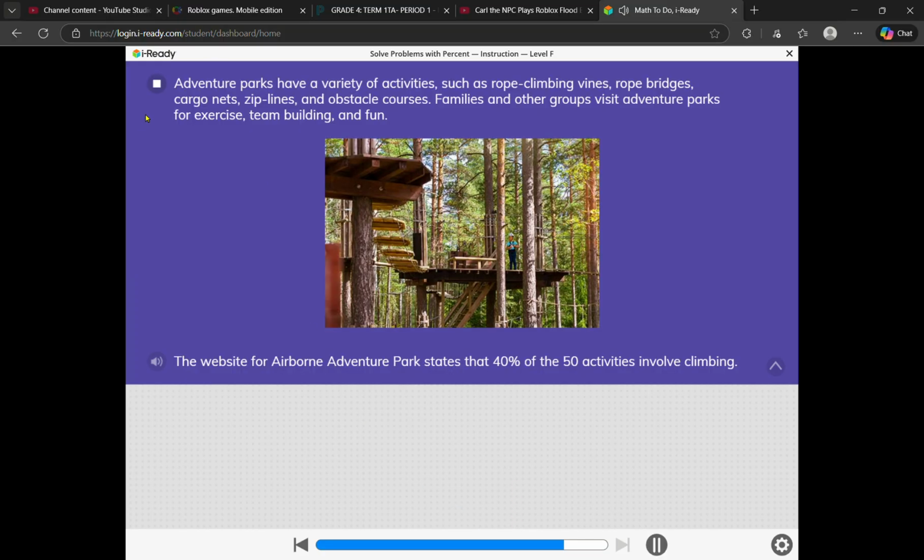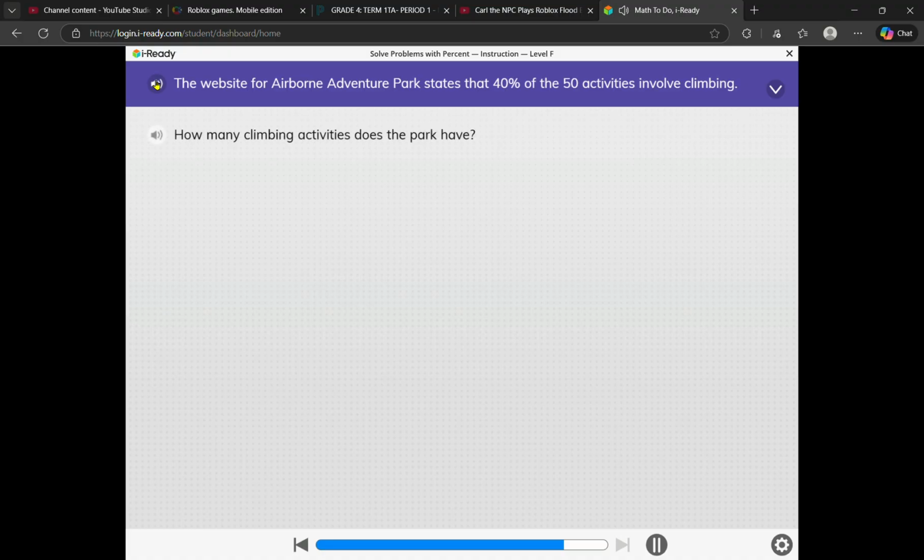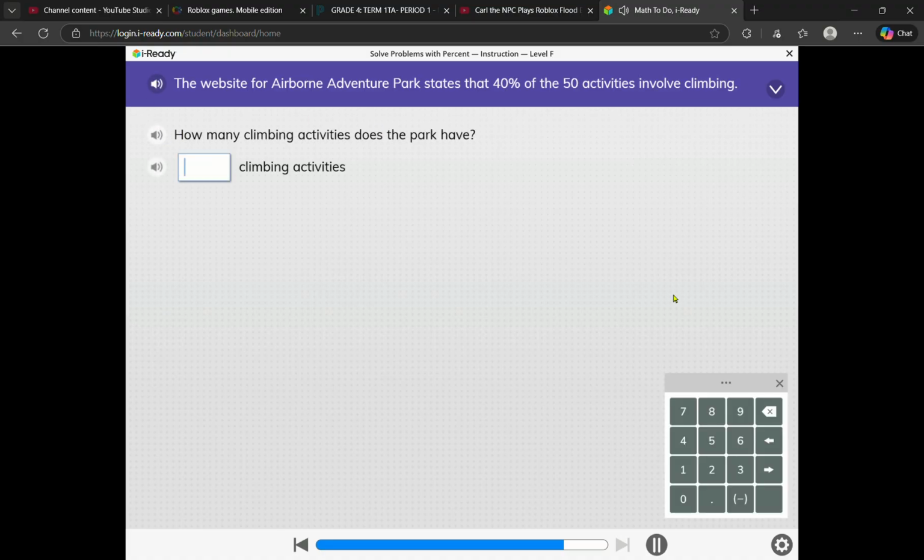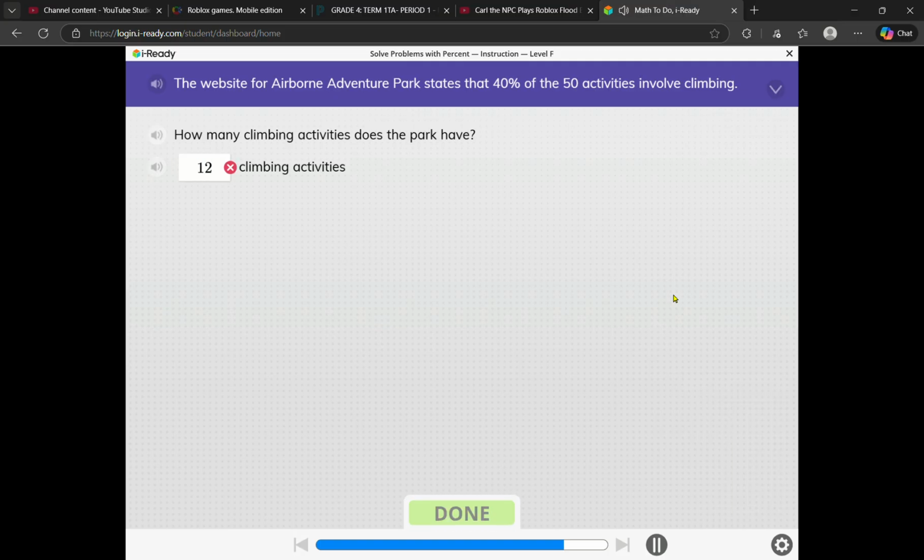Adventure parks have a variety of activities. The web. How many... To find 40% of 50, you can write 40% as a decimal and multiply by 50.